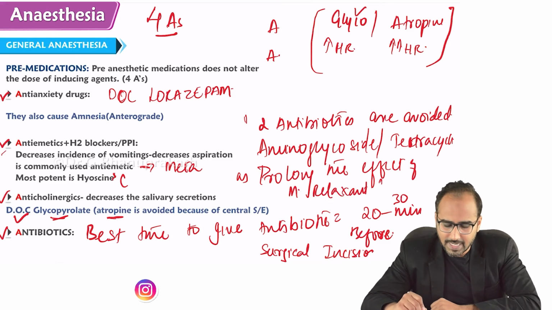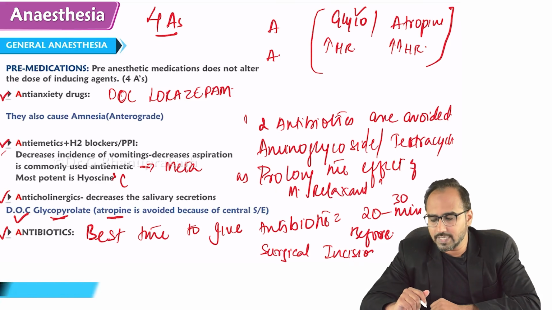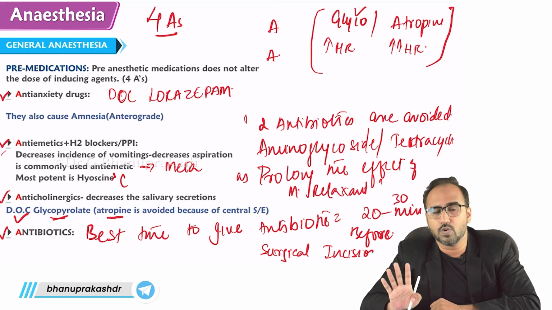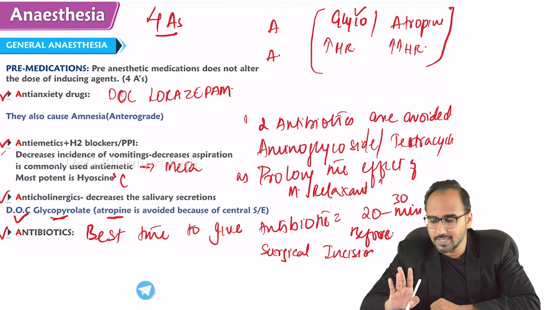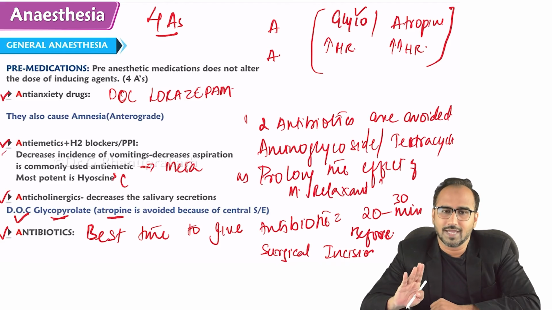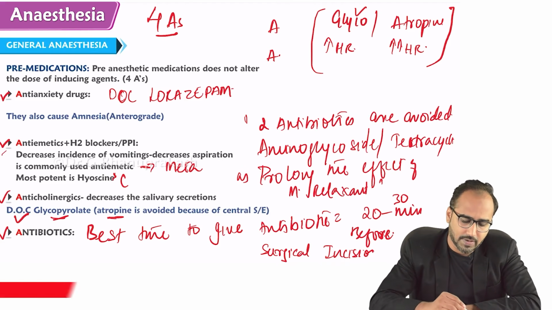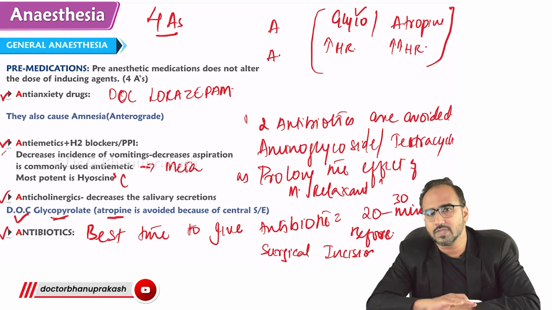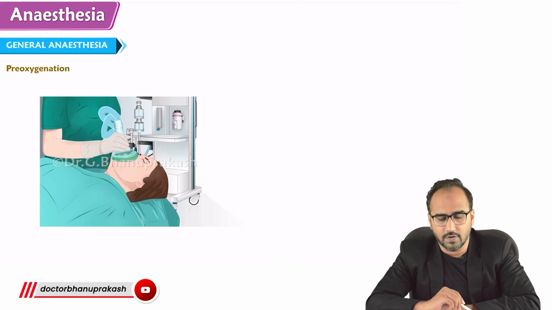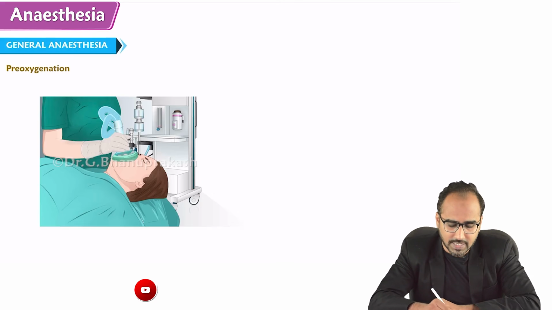Right? This is regarding what? This is regarding the pre-medications. Once again, guys, in pre-medications, we are giving 4 A's to the patient. The first A was anti-anxiety. The second A is anti-emetic. The third A is anticholinergic. And the last A is antibiotic. After giving the 4 pre-medications to the patient, we shift the patient into the operation theater, and now we give what? Now we give general anesthesia to the patient.